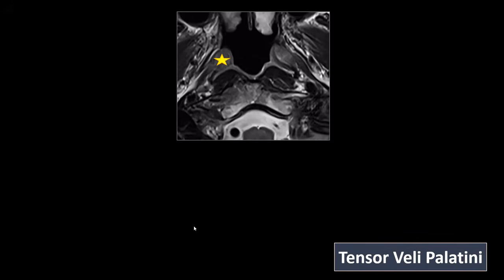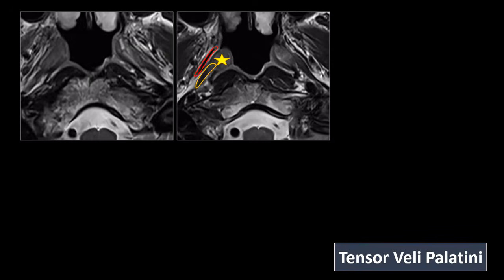Let's start with this point of reference. This is the Torus Tubarius. Here we see the levator veli palatini muscle located behind it, and the tensor veli palatini muscle is located laterally of the Torus Tubarius and the levator veli palatini. So it is this very thin line laterally of those other muscles.